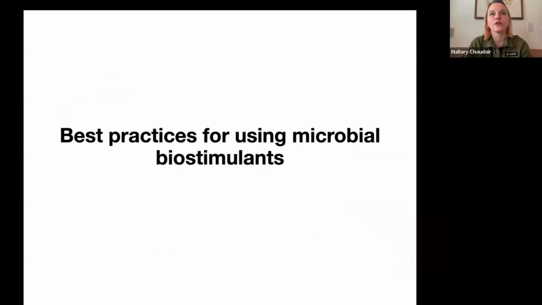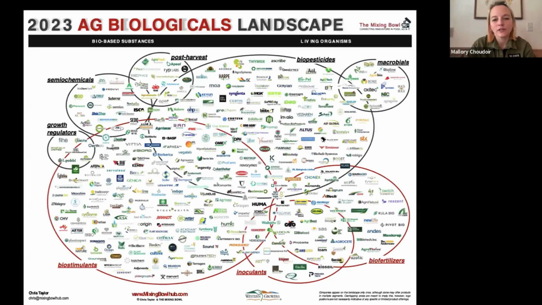Okay, so those are the practices that generally support healthy and functioning soil microbiomes. In this last part, I'm going to transition to best practices for adding biology to your systems. The agriculture biological landscape is a massive commercial landscape in the past few years, and this is certainly growing. So we have so many opportunities to utilize different types of living organisms and other bio-based substances.